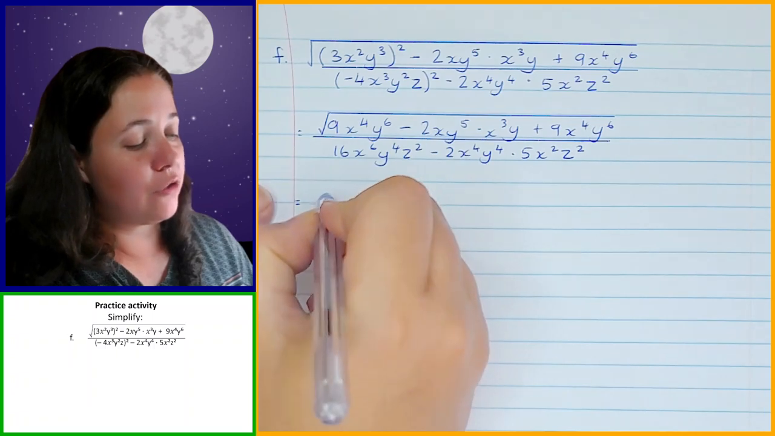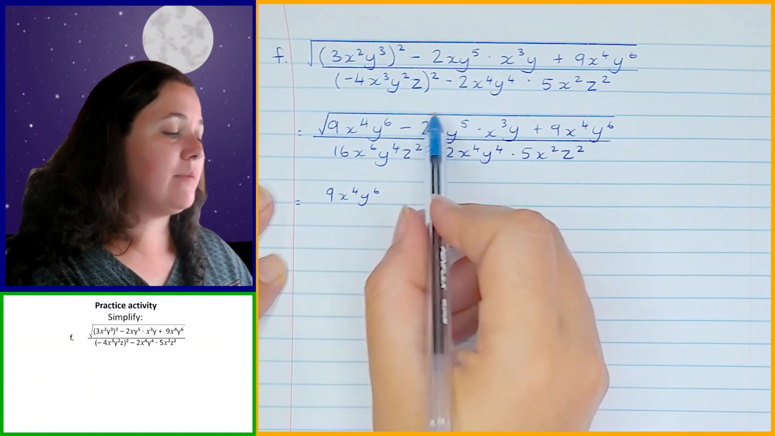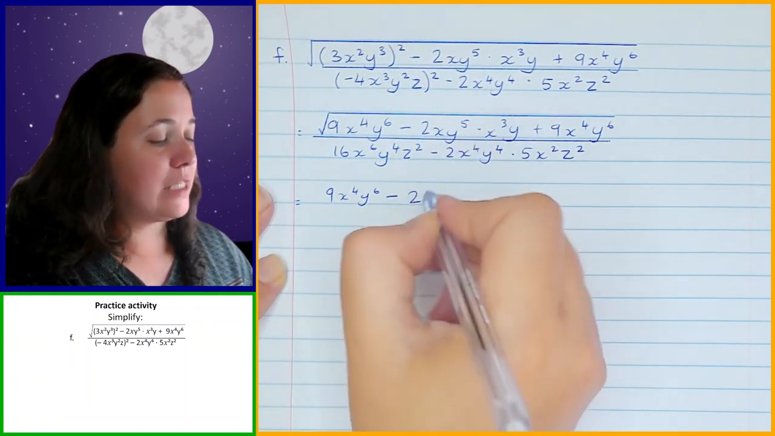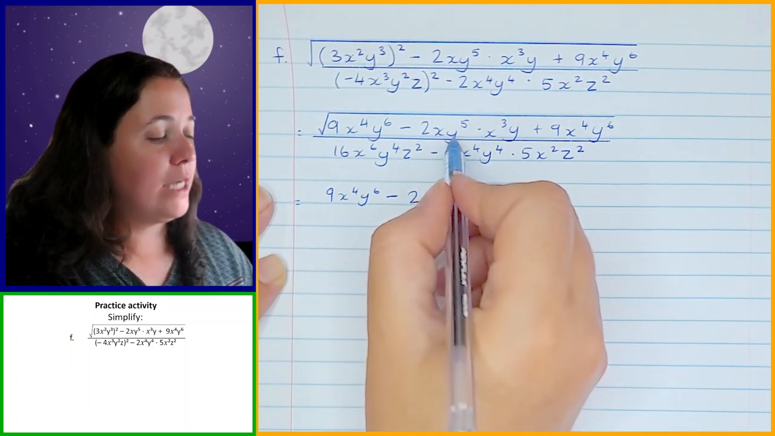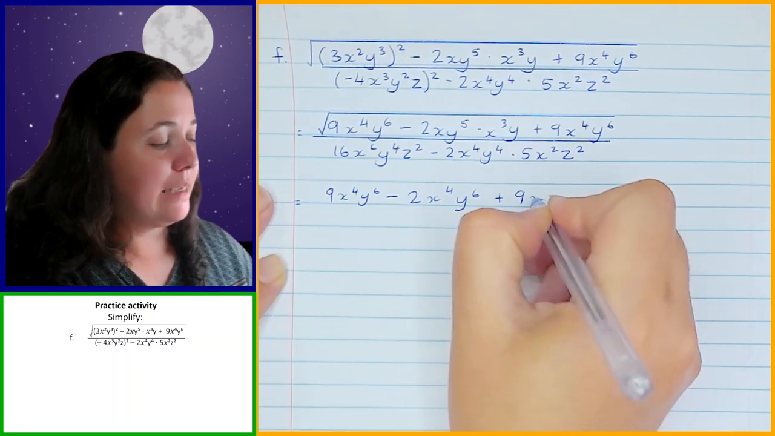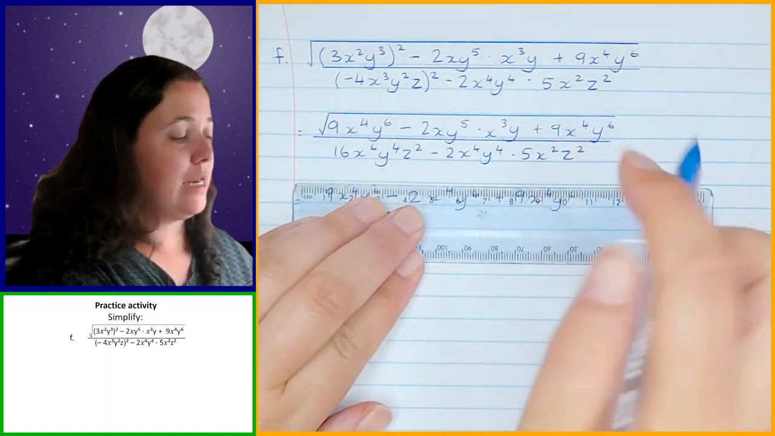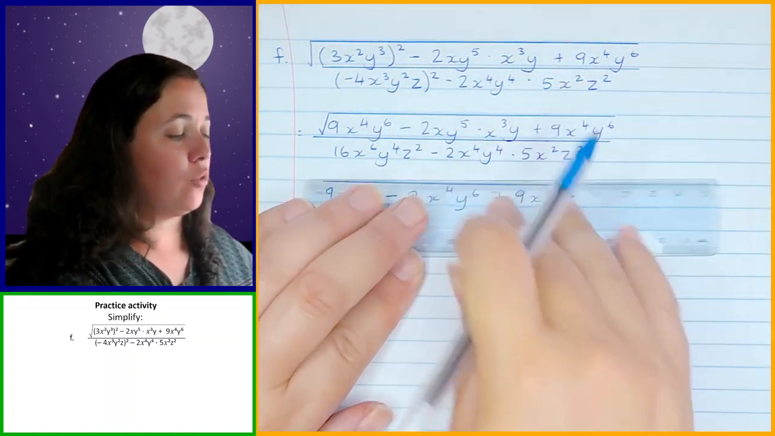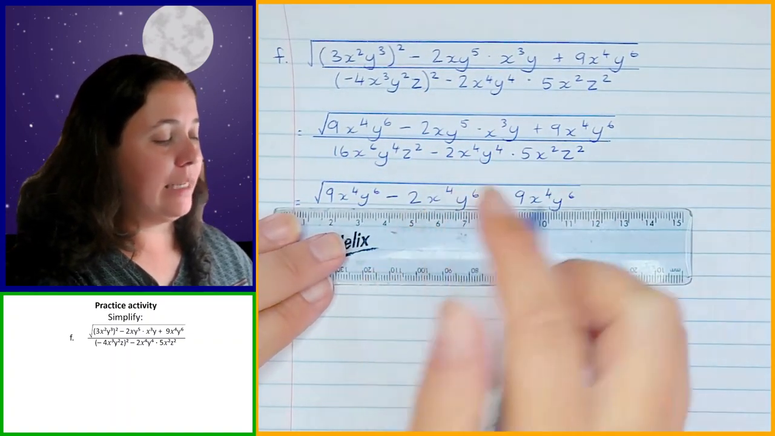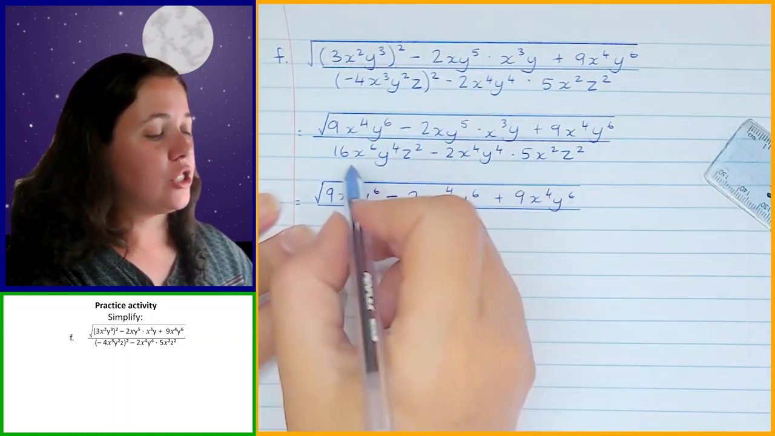Okay, so I've got 9x to the power of 4, y to the power of 6. Then I've got a negative times a positive is negative 2. X times x cubed is x to the power of 4. Y to the power of 5 times y is y to the power of 6. Plus 9x to the power of 4, y to the power of 6. Now, this is still all under my square root sign. I can't get rid of that until I have got all of this to one term. And in my denominator, I also need to do that multiplication that I've got over here. So this is going to stay as it is for now.